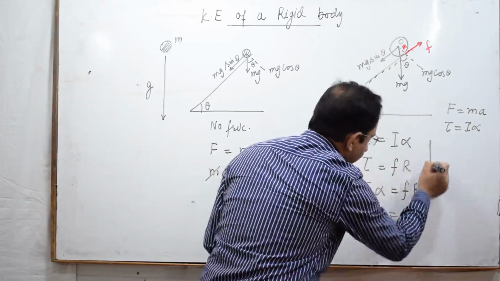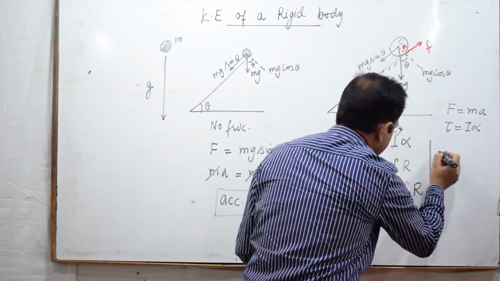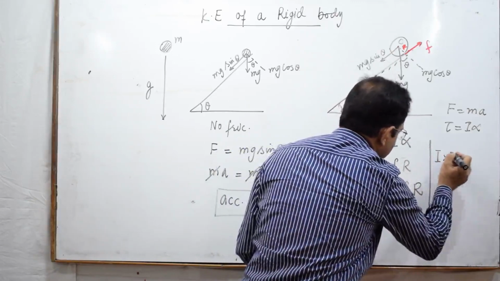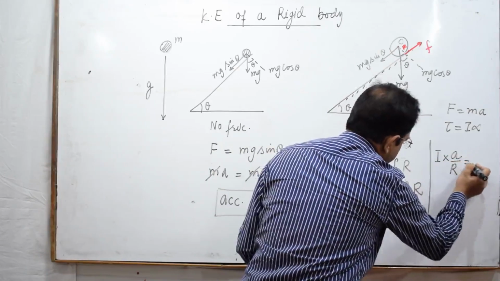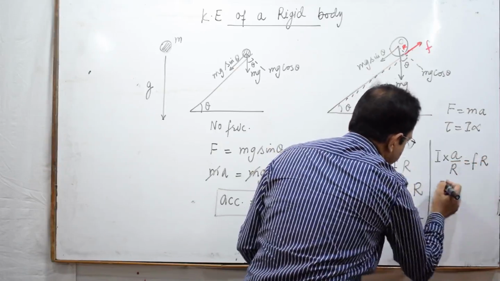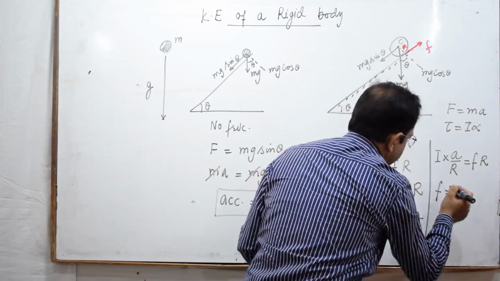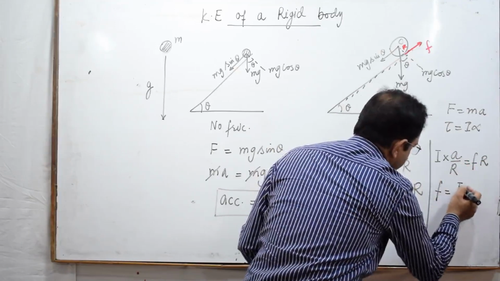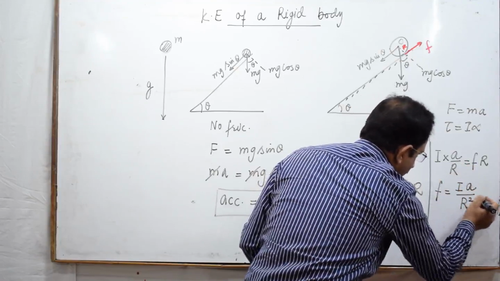So what will we obtain from here? If I write alpha equal to A by R, I have moment of inertia multiplied by A, the linear acceleration, divided by R, is equal to Fr. So I have an expression for force of friction in terms of linear acceleration and radius: it becomes I into A divided by R square.